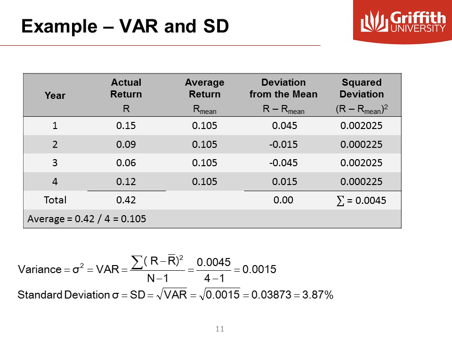Calculating the standard deviation is easy. We just take the square root of the variance. Therefore, the share has a risk of 3.87%.